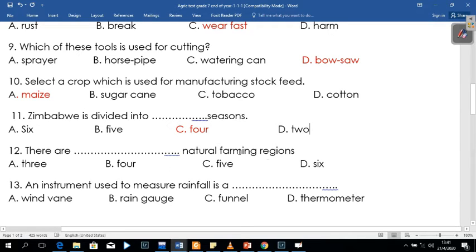There are dash natural farming regions in Zimbabwe. How many farming regions are there? You should know that. However, if you research further, some argue that we have 6 regions, but according to our marking scheme and the Zimsec standard, it's 5.